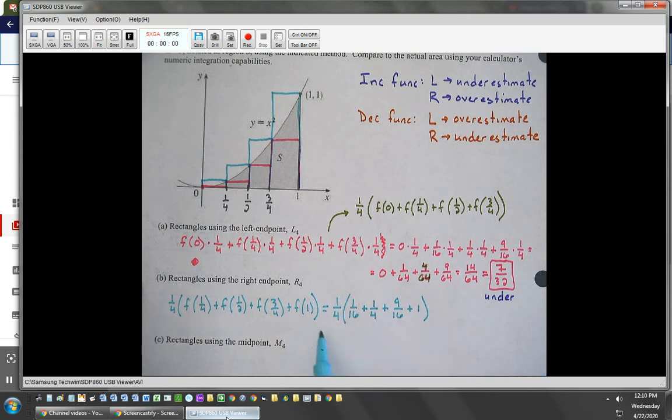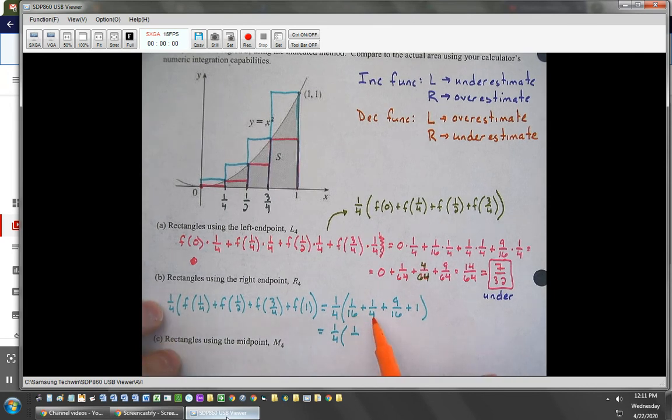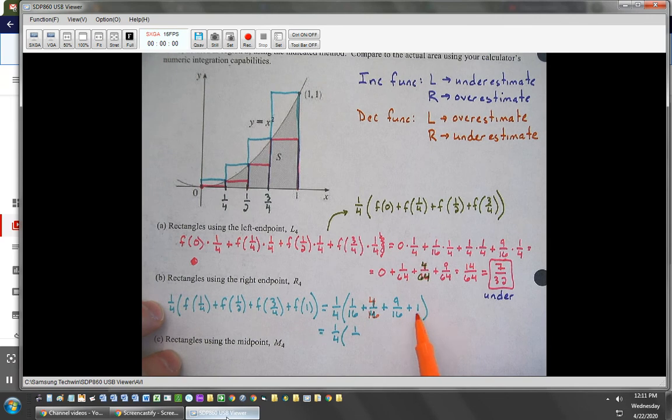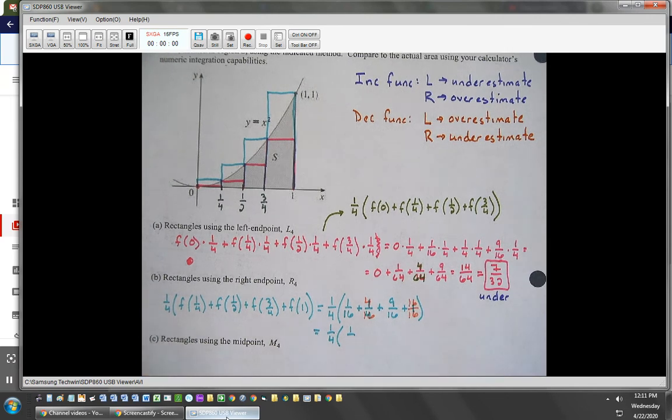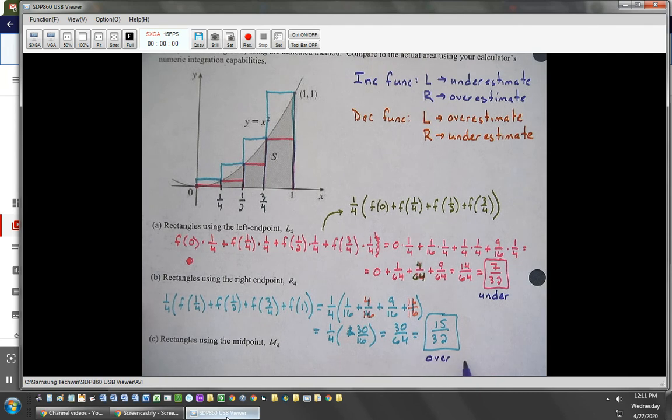I'm going to combine these first. Let's go ahead and just do it. I need a common denominator, so I'm going to make this a 4 and a 16. Need a common denominator, so I'm going to make that a 16 and a 16. So what do we got here? 1, 4, 9, 16 adds to 30. 30 sixteenths times 1/4 ends up being 30 64ths, which ends up being 15 32nds. This is an overestimate.